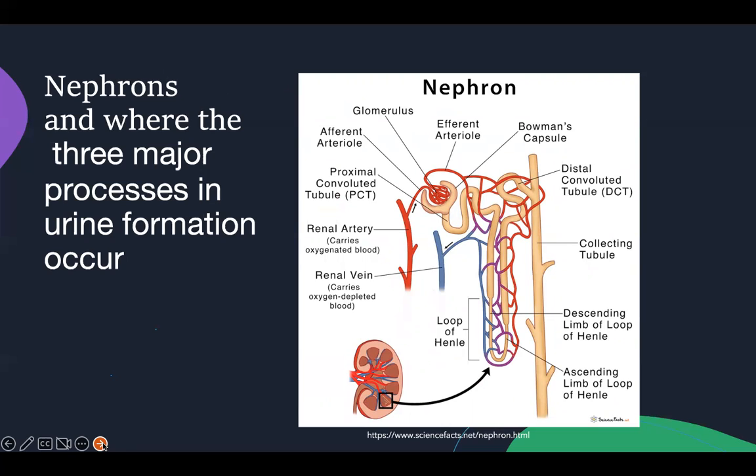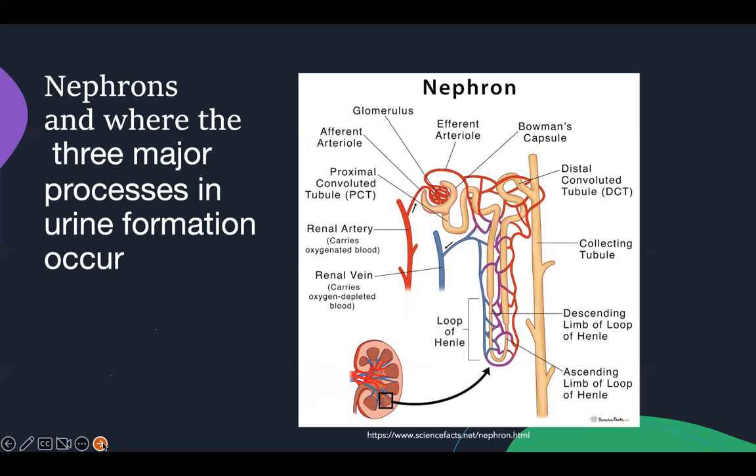Nephrons, and where the three major processes in urine formation occur. The nephron is a microscopic tubular structure that works to filter blood and produce urine. As the nephron filters blood, a fluid called filtrate is produced and travels through the nephron and ultimately ends by becoming waste-filled urine.